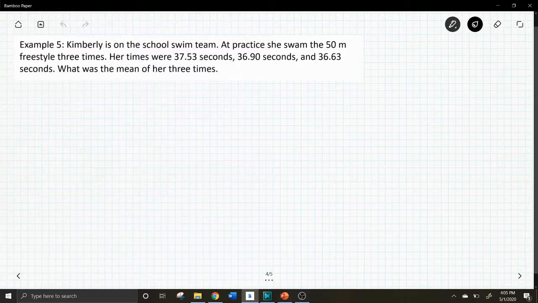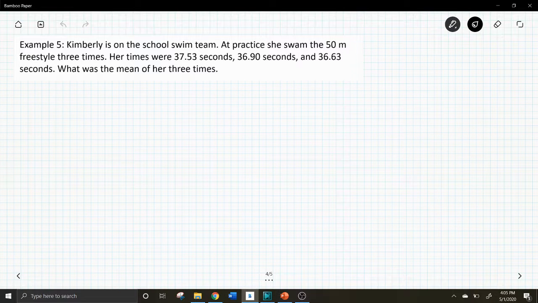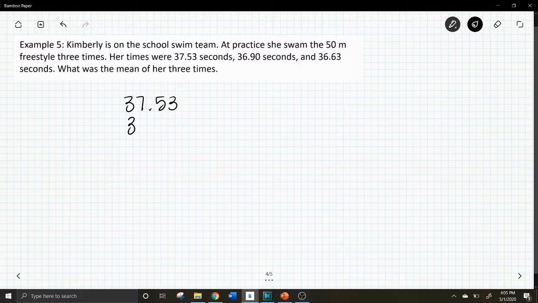Example 5. So I think this is our last example. Kimberly is on the school swim team. At practice, she swam the 50-meter freestyle 3 times. Her times were 37.53 seconds. Let's write that down. 36.9 seconds and 36.63 seconds. What was the mean of her 3 times?